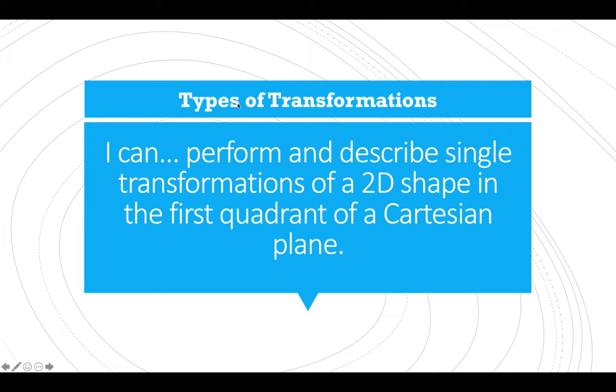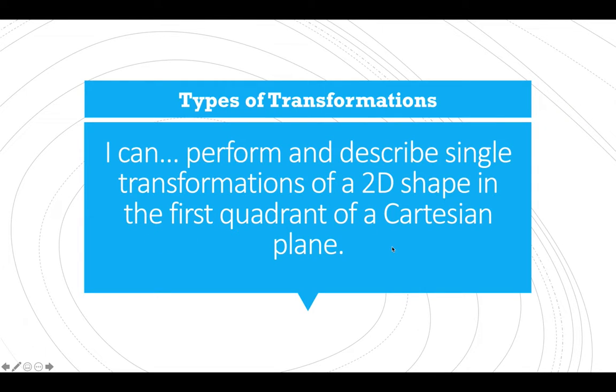We're doing types of transformations today and tomorrow. I can perform and describe single transformations of a 2D shape in the first quadrant of a Cartesian plane. Perform means you would actually do a transformation, and describing means you'd see a transformation and say, oh yeah, they moved the shape like this. So both of them, okay? Of a 2D shape, so we're not doing 3D, just squares and triangles and stuff like that. In the first quadrant of a Cartesian plane.